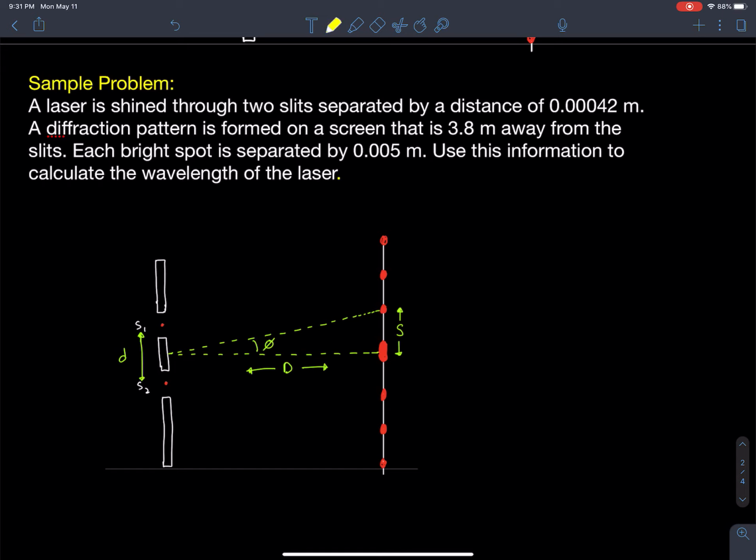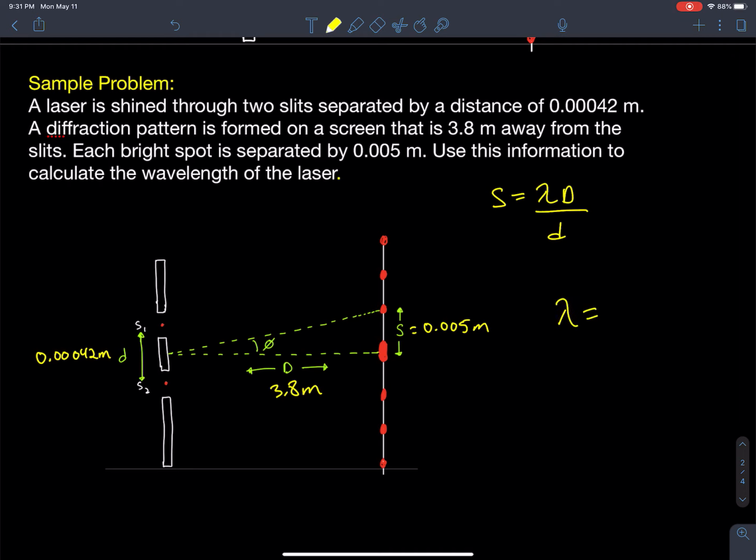Again, the formula is S equals lambda D over little d, okay? Let's just make sure we plug in the numbers here. S is equal to 0.005 meters. Big D is 3.8 meters. Little d is 0.00042 meters. So if I want to calculate the wavelength of the laser, I need to rearrange this equation.